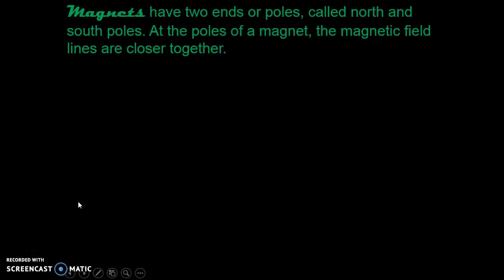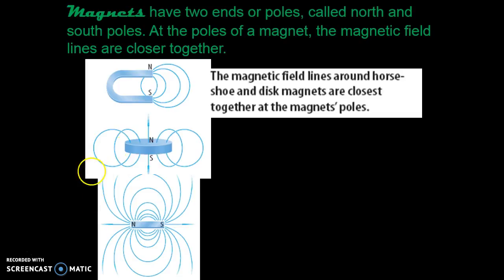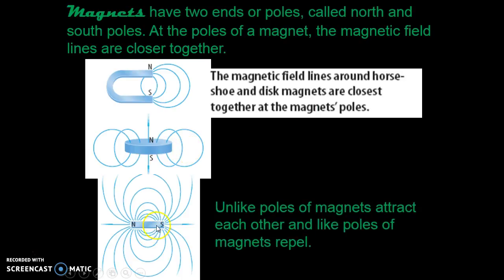So magnets in general have two ends or poles. They're called north and south poles, and at the poles of a magnet, the magnetic field lines are closer together. So as you can see here, they're really close, and as they go further away, they get farther apart. And it says right here again, field lines are closest together at a magnet's poles.